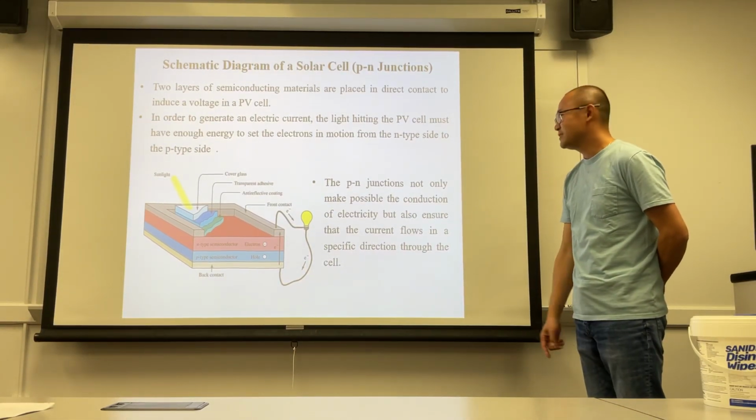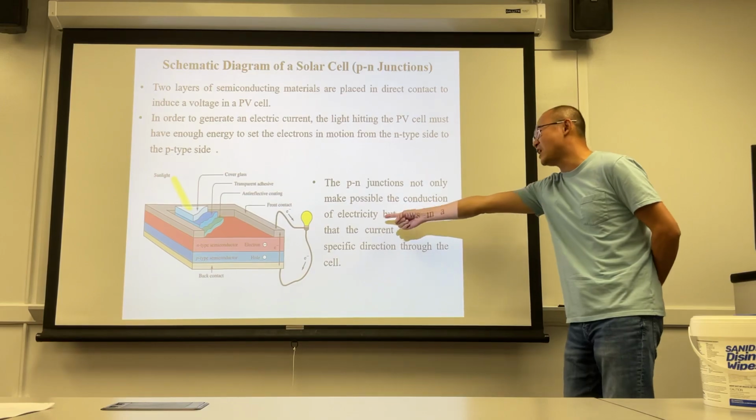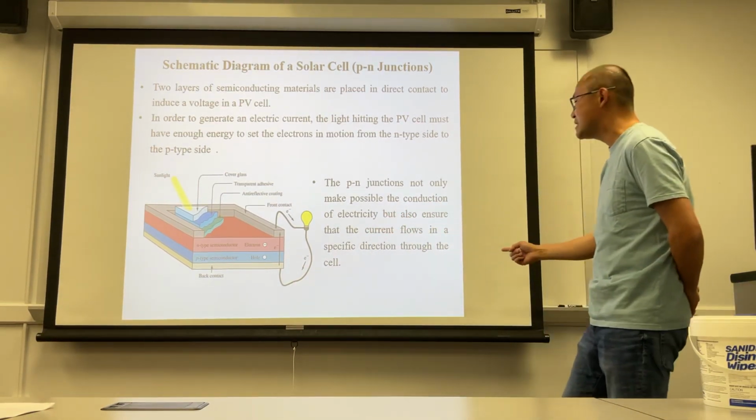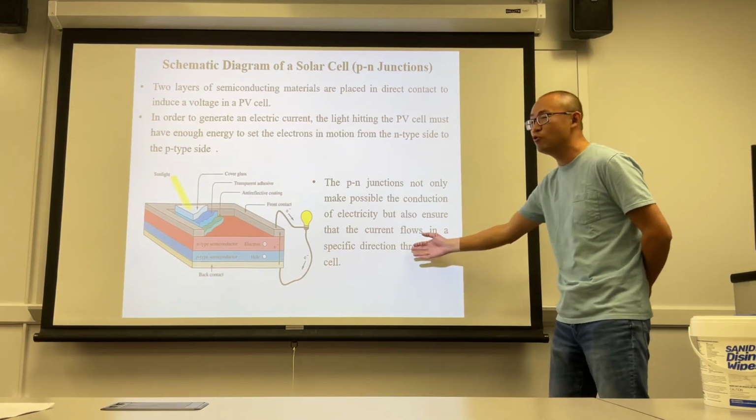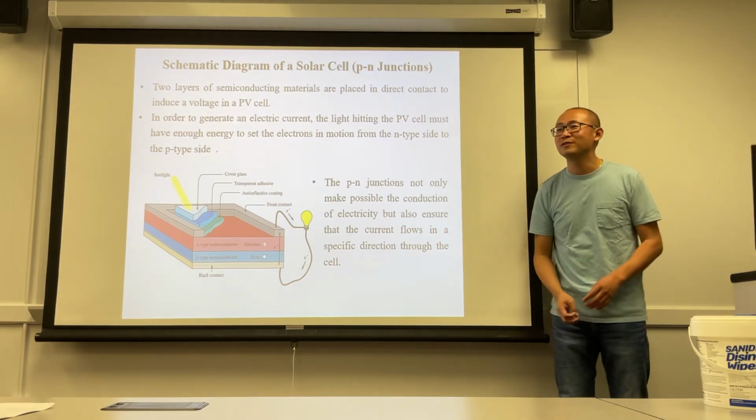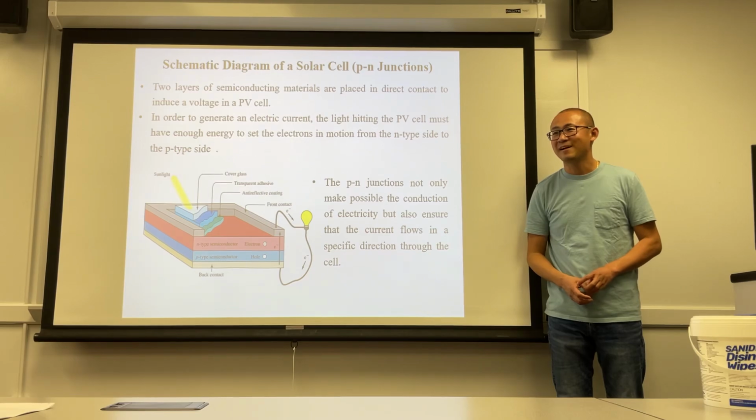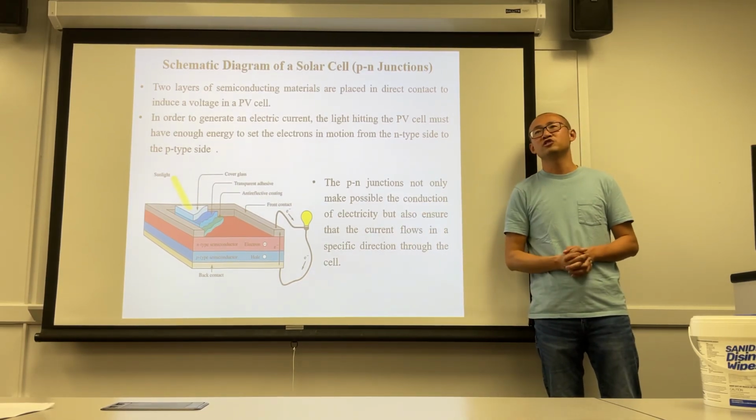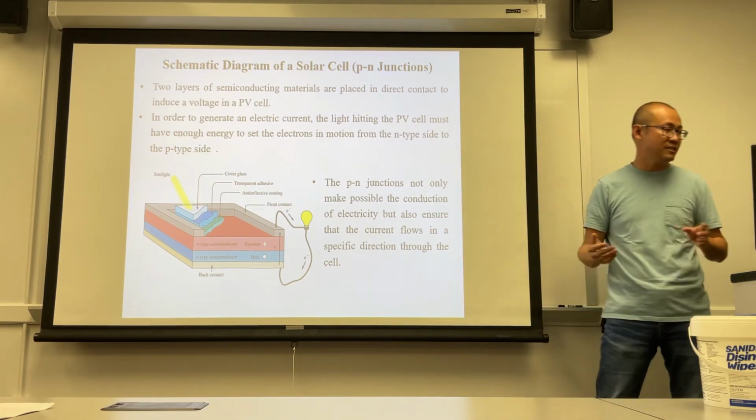Does it make sense? Okay, this not only makes possible the conducting of electricity, but also ensures that the current flows in a specific direction through what? Through the cell. Does it make sense, guys? Okay, this is what happens, and it is very commonly used in PV cells.